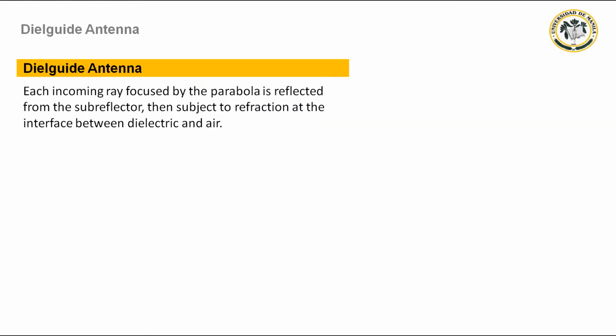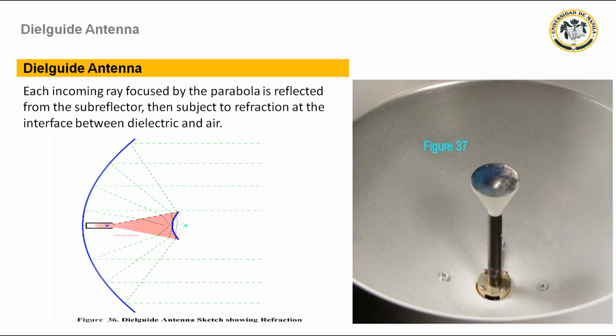Each incoming ray focused by the parabola is reflected from the subreflector, then subject to refraction at the interface between dielectric and air. This image shows how the incoming rays are being reflected by the subreflector. The refracted rays no longer arrive at a point at the prime focus of the parabola, but are spread out and closer to the dish.